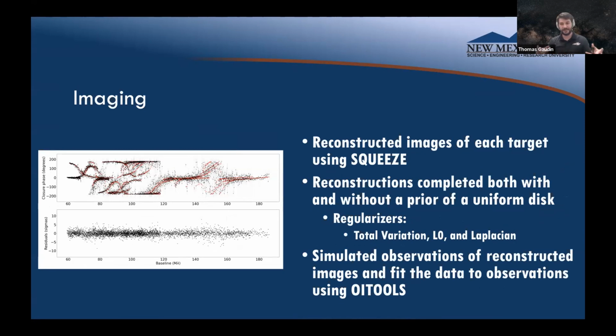Following the processes of Norris 2021, we used 3 regularizers: total variation, L0, and Laplacian regularization were chosen. We varied the hyperparameters for each target in order to minimize the reduced chi-squared of our fit to data. In addition to performing image reconstructions, we simulated observations of these reconstructed images and fit that data back to both our closure phase data and our visibility data for each target. This once again provides another sanity check that the asymmetrical structures we're seeing in the disk, the geometry that we're seeing from our images, are comparable to those that we're seeing from the observed data.